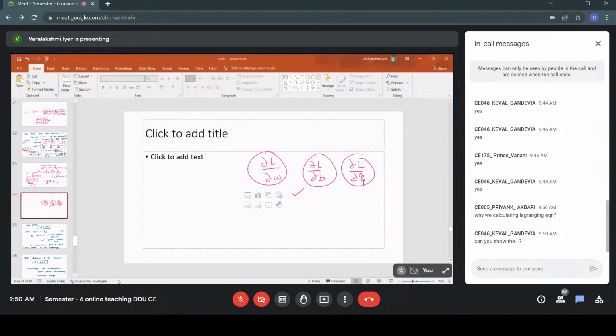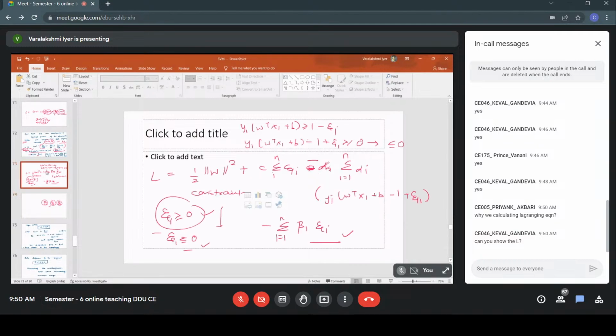Okay. See, Priyank, we had discussed in the previous lecture also why we are calculating this Lagrangian. Yes, I'll show the L. And meanwhile, Priyank, I'll answer your question.